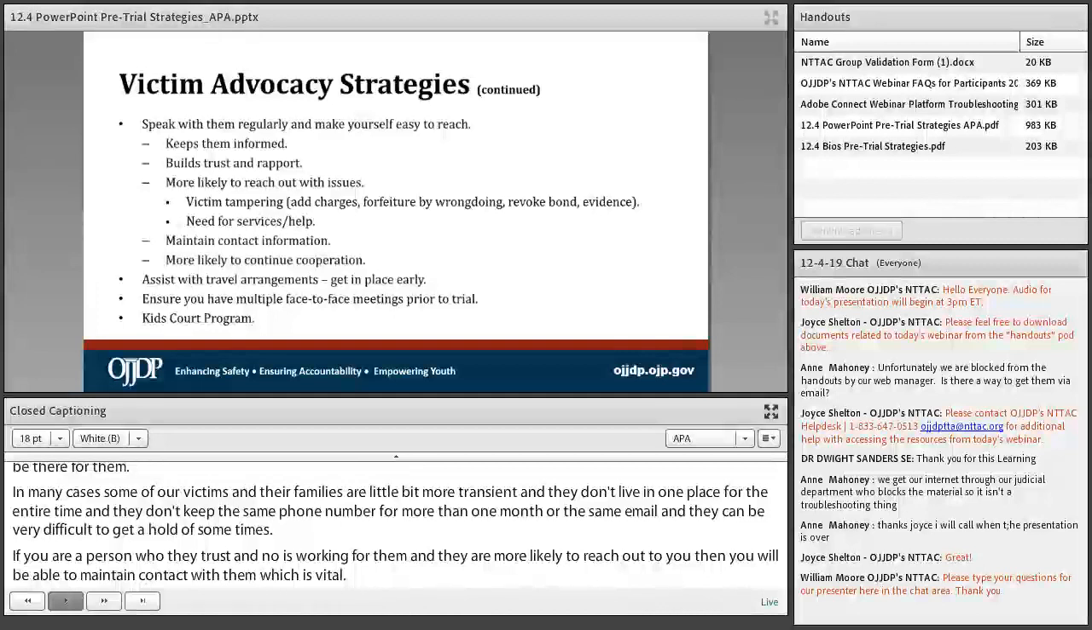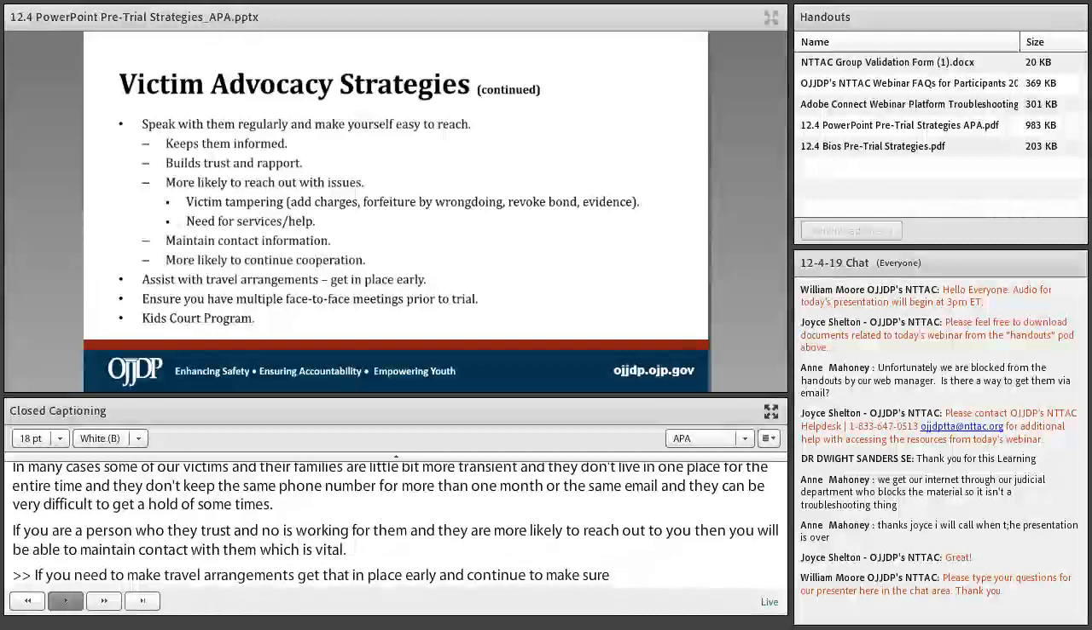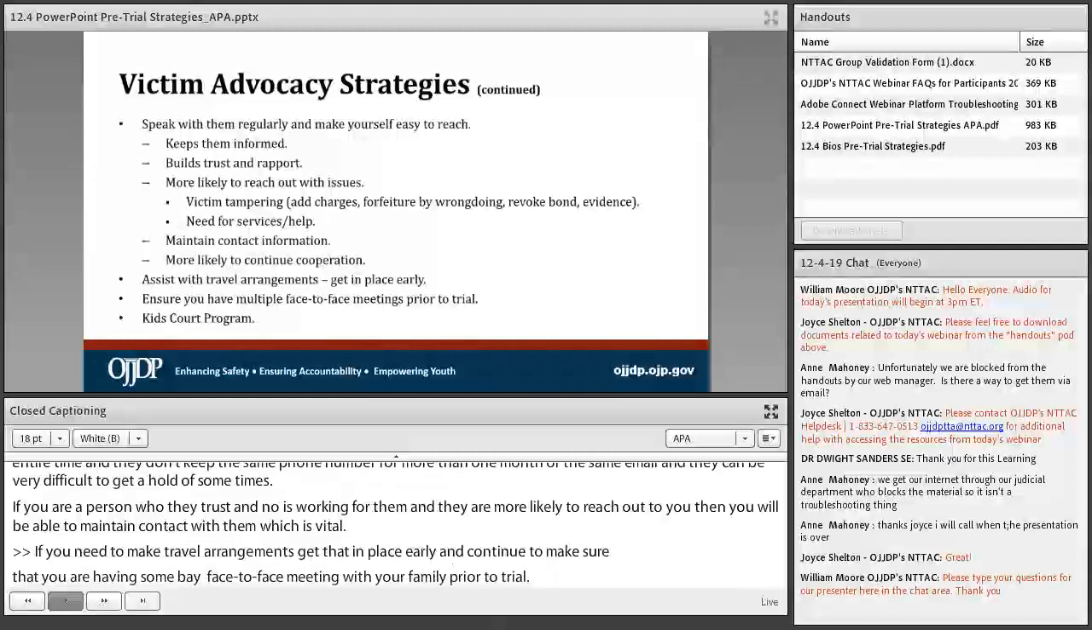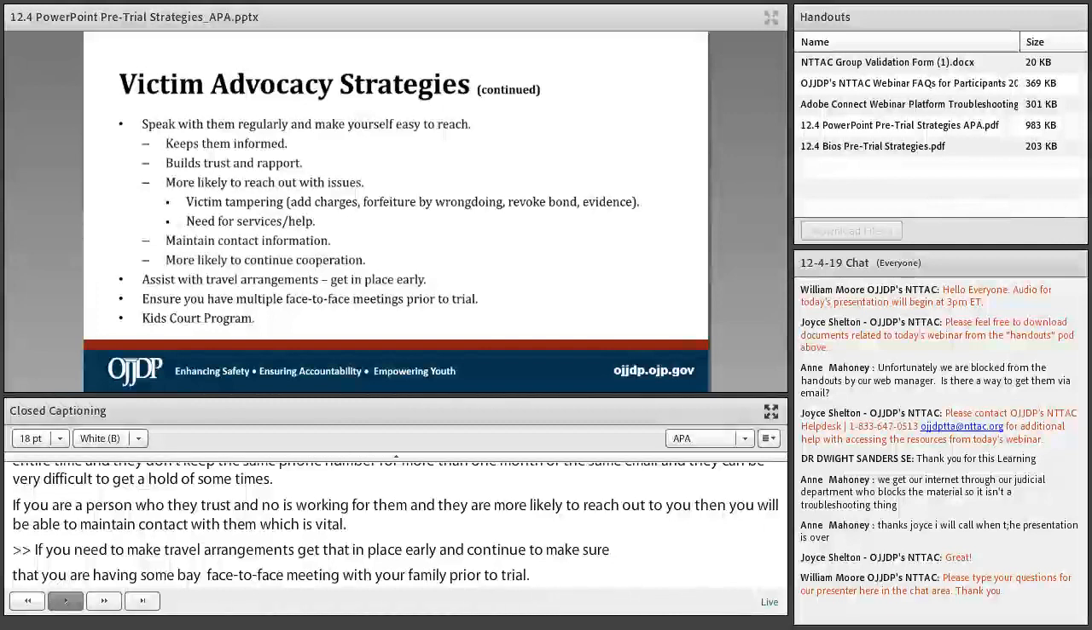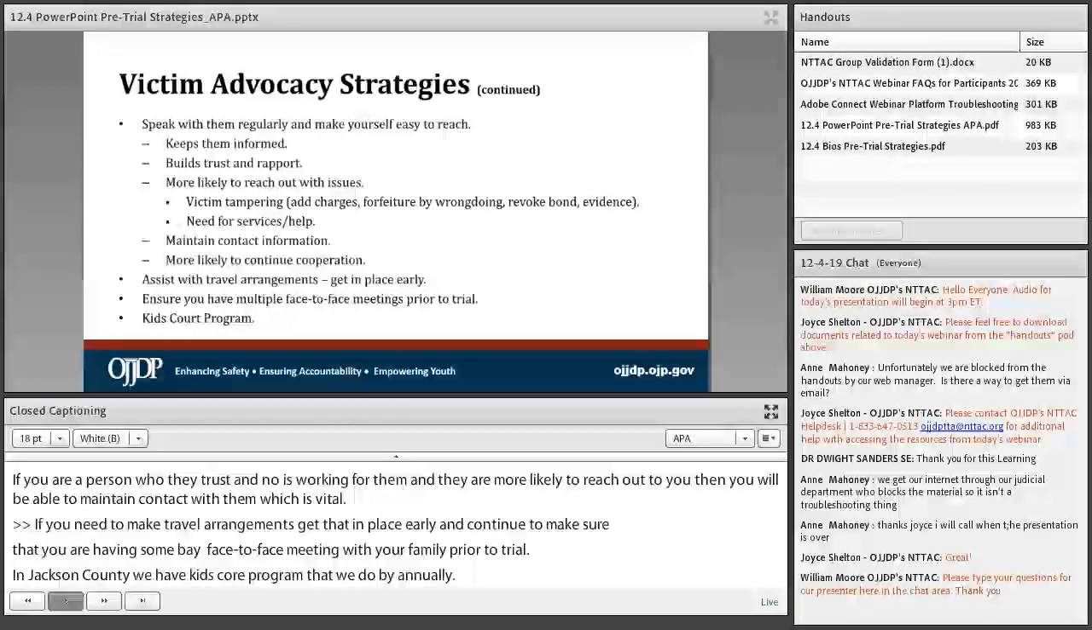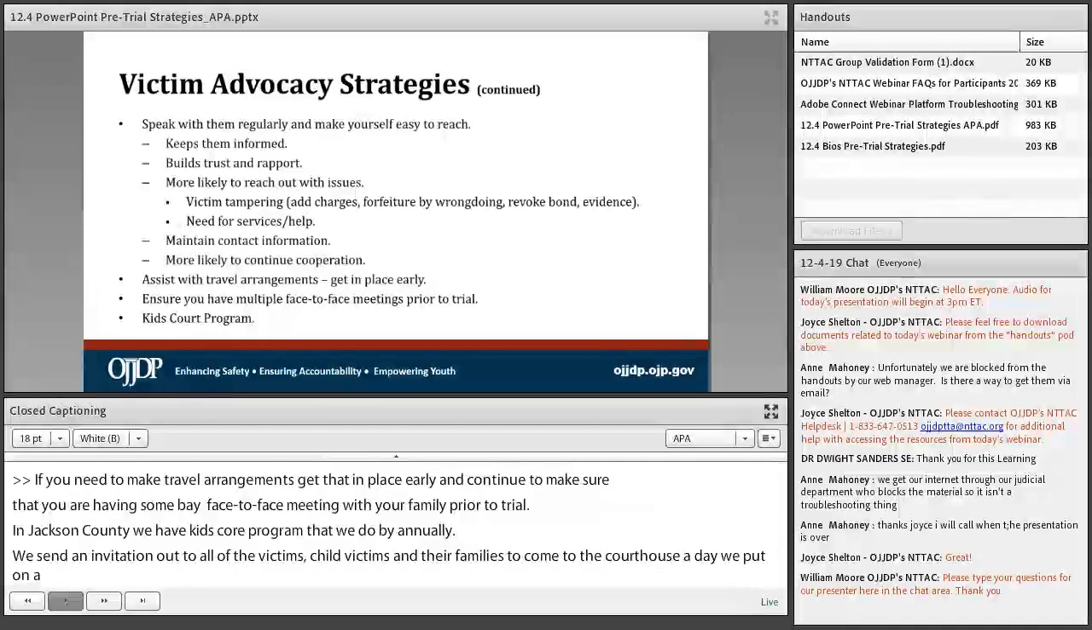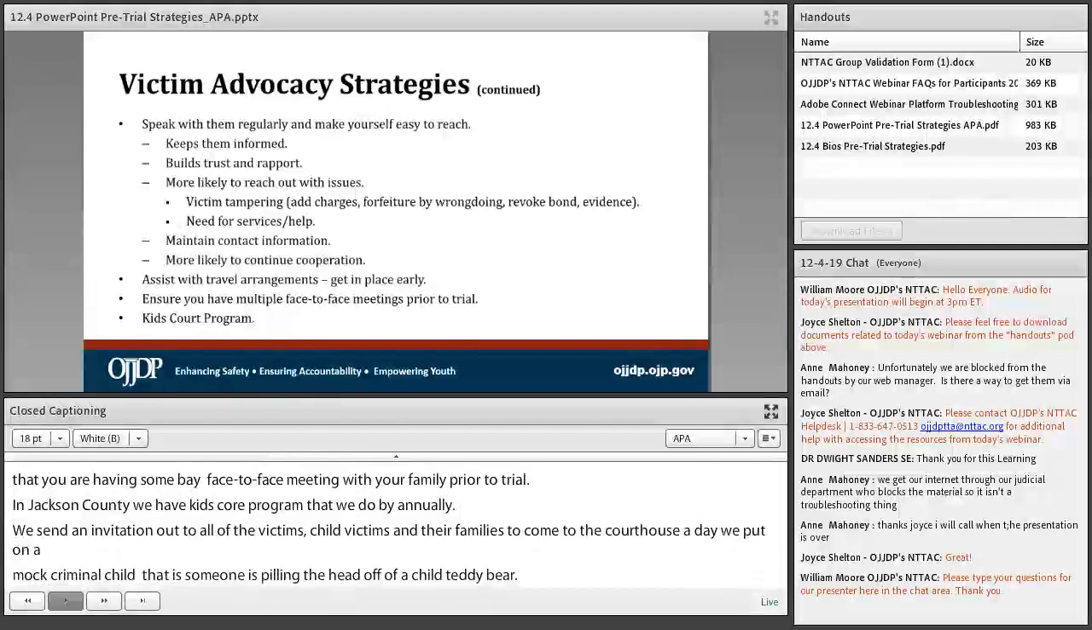Here in Jackson County, we have a kids court program that we do biannually. We send an invitation out to all of the victims, child victims in our cases and their families to come to the courthouse for a day, and we put on a kind of like a mock criminal trial that involves someone stealing the hat off of a giant teddy bear. And they all get to kind of see what a courtroom looks like, and they all get to be a judge, and they all get to be a witness, and they all get to be an attorney and ask questions. And it's kind of silly, but it's a back way into prepping them for trial.